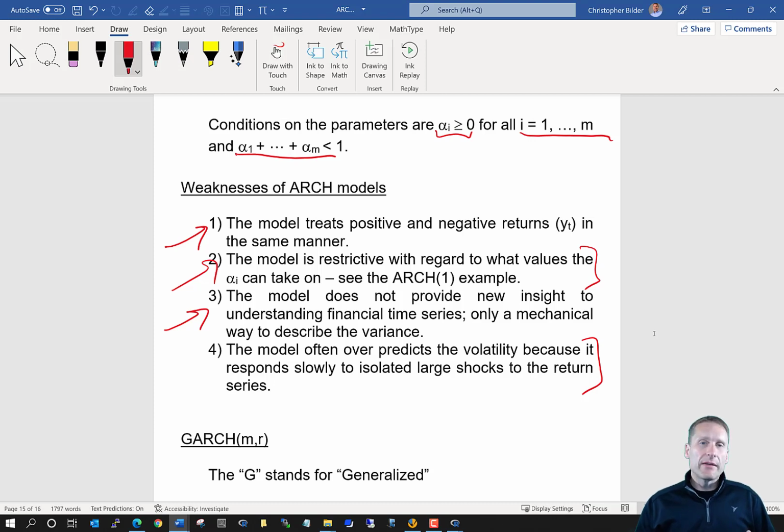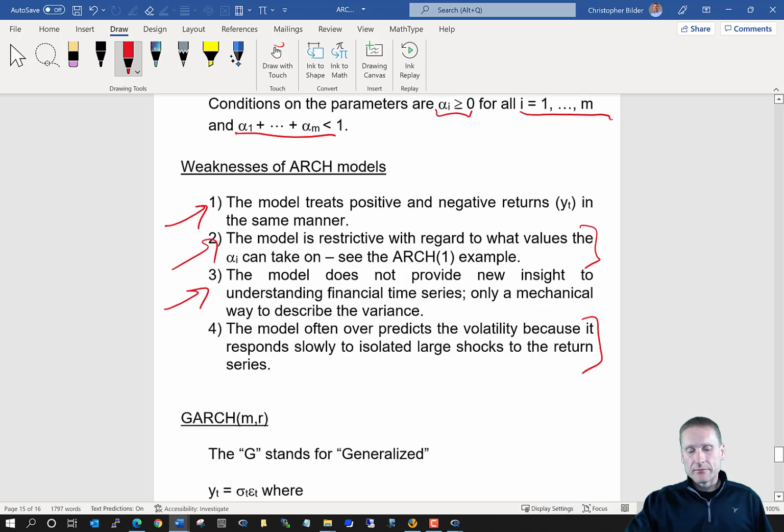So these are some weaknesses. It doesn't mean that we throw away these models. These are still good approaches. After all, this is what won the Nobel Prize. And as you might expect, as I kind of alluded to, we can generalize these models more to try to get around some of these weaknesses. But we need to start somewhere. And so this is where we're starting.